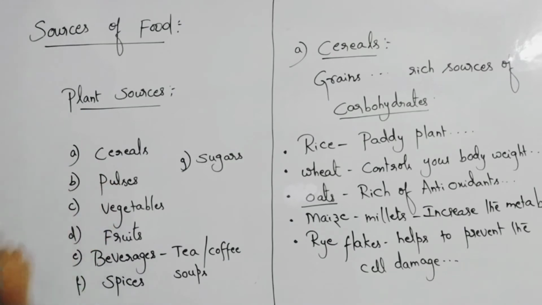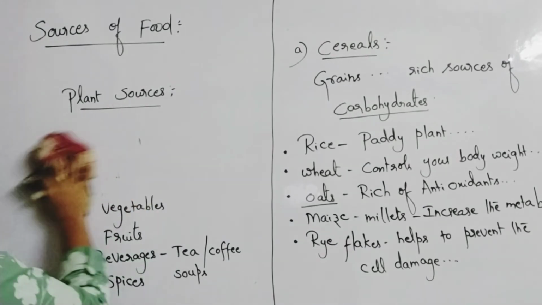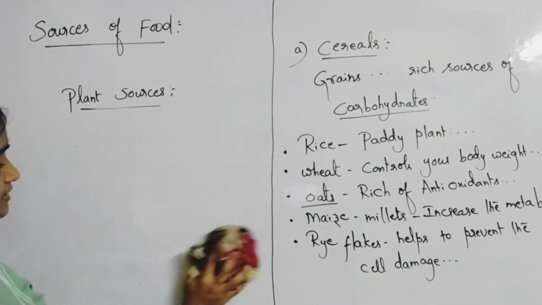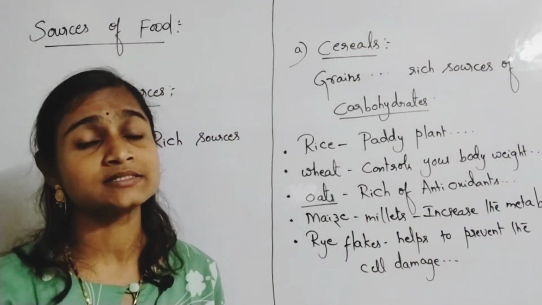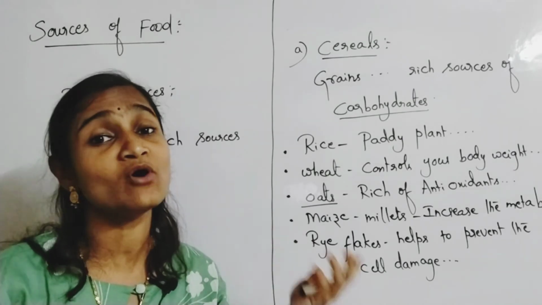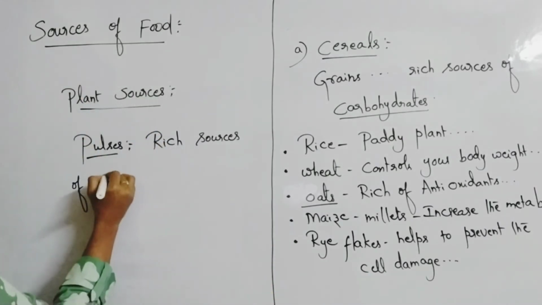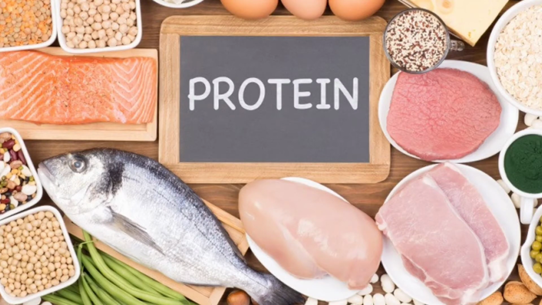What are those? Pulses. So pulses are the second type of plant sources, which are rich sources of proteins. Pulses, rich sources of what? Protein sources. Helps for the healthy growth of our body, isn't it? Rich sources of proteins.